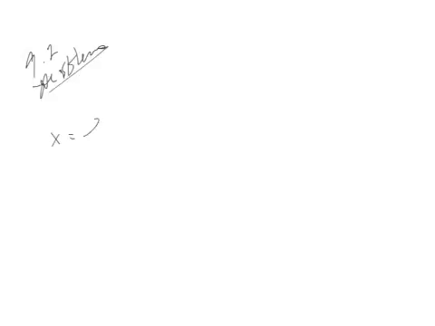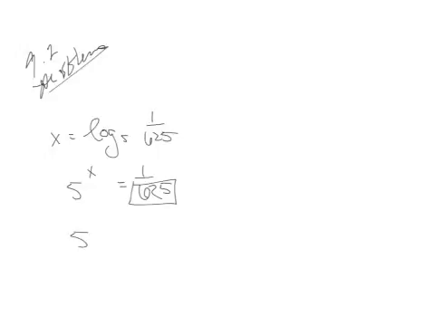X equals the log with a base 5 of 1 over 625. Now I know I can take a root of 625 just because they give you these problems this way so that they work. So I'm going to write this in exponential form: 5 to the x power equals 1 over 625. That makes life a little bit easier. Then I'm going to see if there's a root to that, and there is.